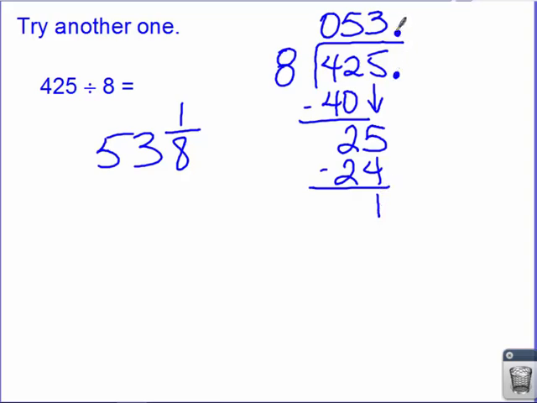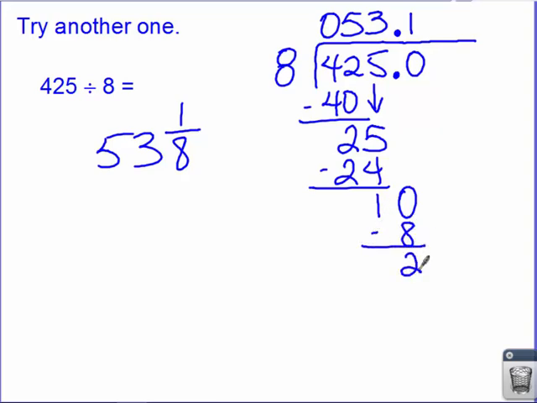We bring our decimal up into our answer, and then we add a 0. And then we bring our 0 down. And then we continue our division. 8 goes into 10 1 time. We multiply. 1 times 8 is 8. We subtract and we get 2.